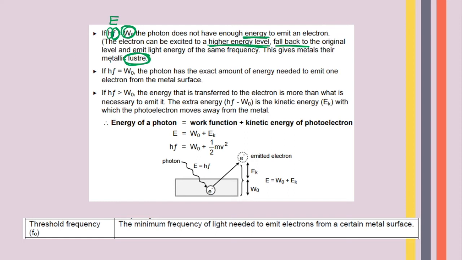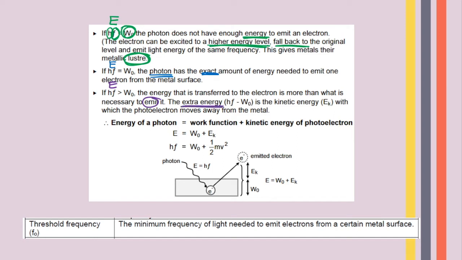If the energy, so Planck's constant multiplied by the frequency, is equal to the work function, then the photon will give the electron the exact amount of energy that it needs to be emitted from the metal. So the electron will be emitted. Sometimes, however, you're going to find that the energy is higher than the work function. In a case like this, the work function amount of energy will be used to emit the electron, so it will be emitted.